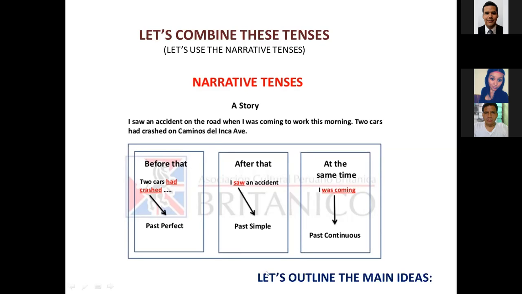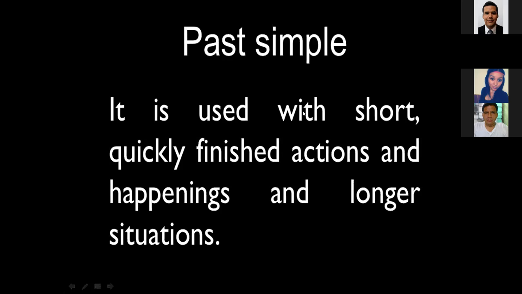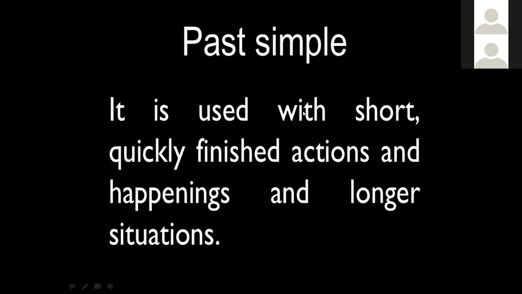Okay, so let's outline the main ideas in here. Let's summarize. Let's go over the past simple. Jaime, could you please read this? It is used with short, quickly finished actions and happenings and long situations. Yes, that's quick, right? It started and it finished. And it has a definite time. You can say yesterday, last year, last Monday. It's definite time. 2 minutes ago, that's definite time as well.